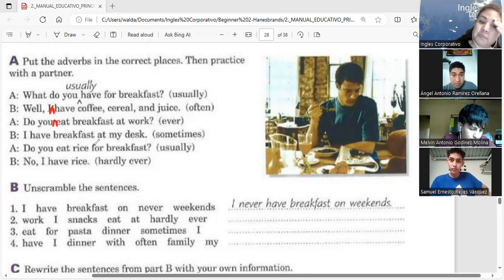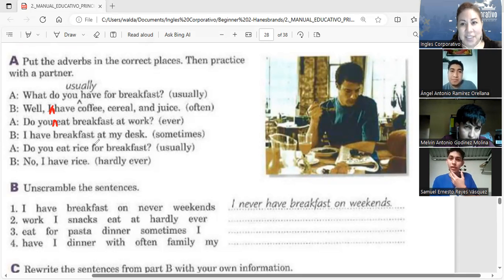I have breakfast at my desk. Sometimes I have breakfast at my desk. Yes, good. So there are two possibilities here. You can say sometimes I have breakfast at my desk, or I sometimes have breakfast at my desk. Good. So you can put it in these two positions. Does that make sense? Okay, so the two forms are possible. Next.